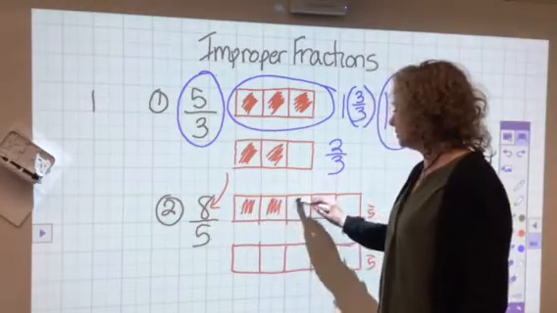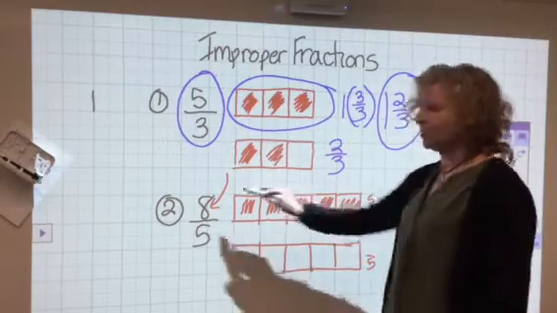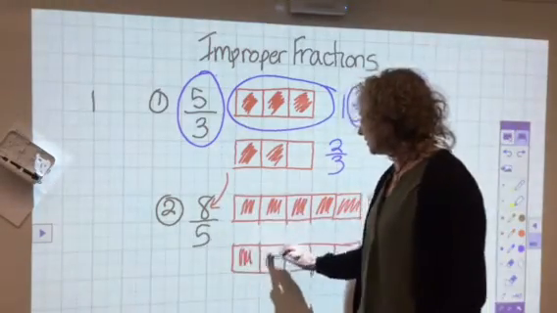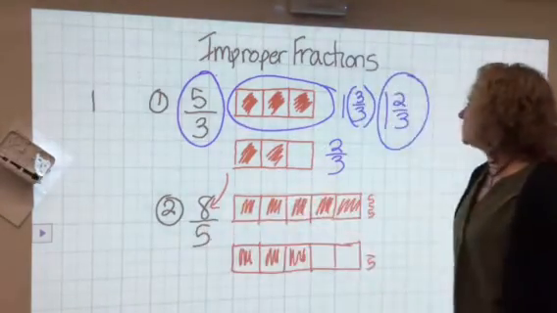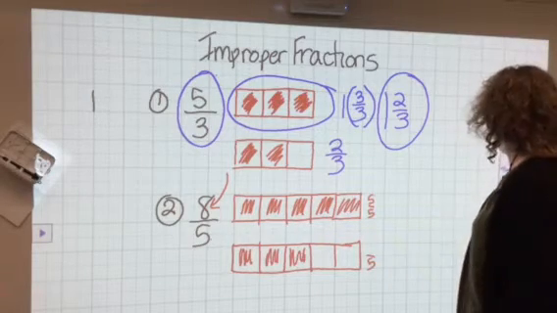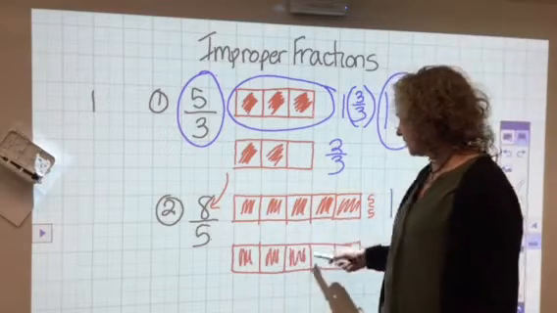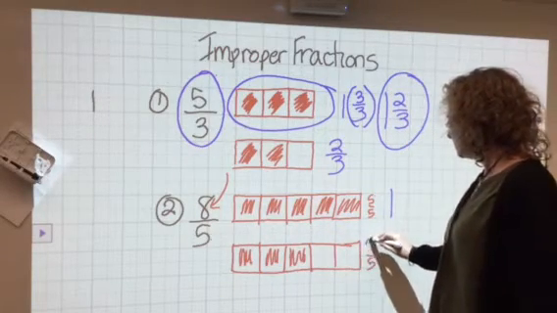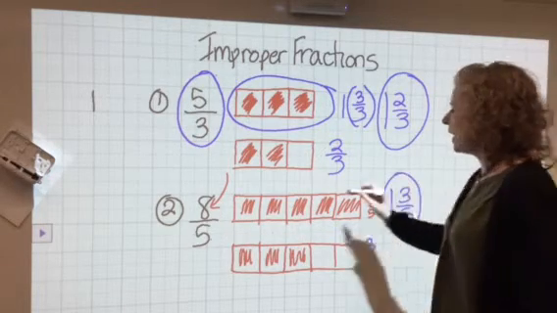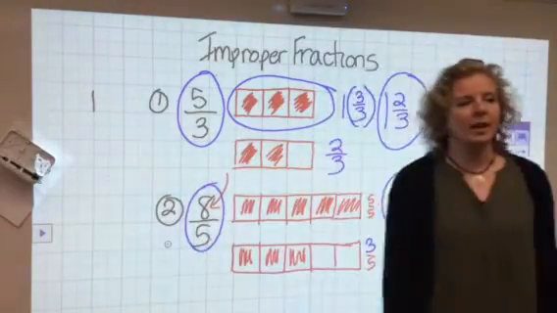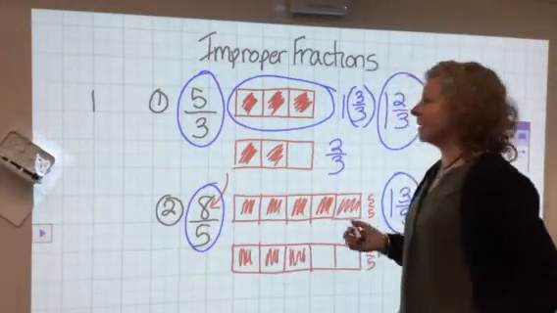1, 2, 3, 4, 5. Well, I colored in 5/5, but I have more to go. 6, 7, 8. I've now colored in 8/5. Well, let's take a peek. 5/5 is just another way of saying 1 whole. And then how many of these 5ths are colored in? 3 of them. 8/5 is another way of saying 1 and 3/5. Different ways of saying the same amount.